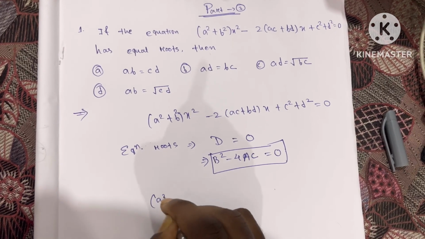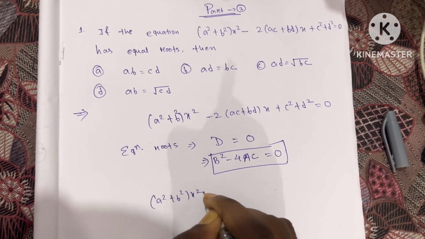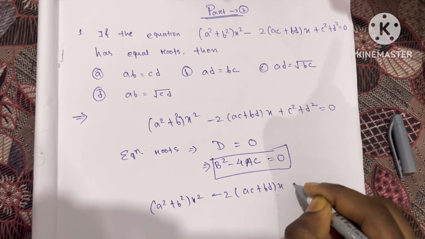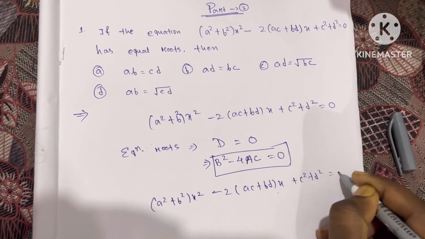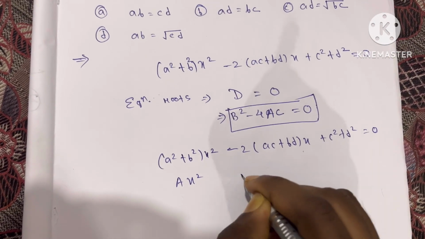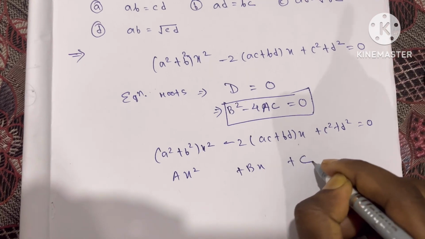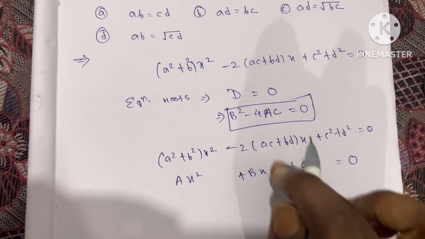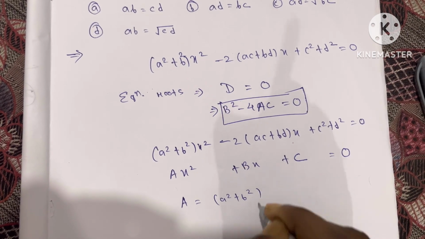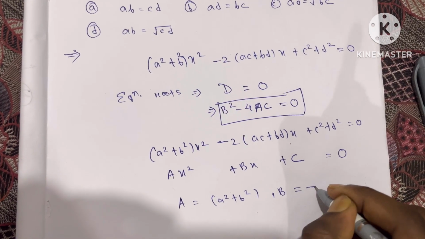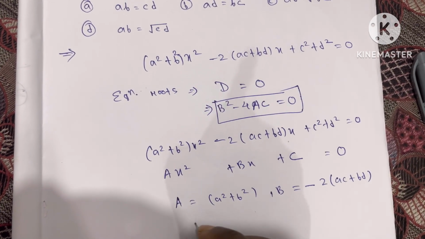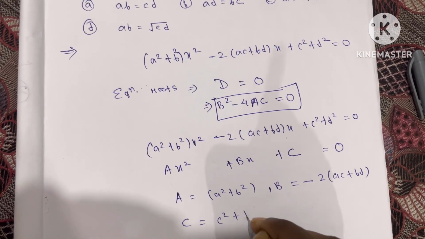a square plus b square x square minus 2 (ac plus bd) into x plus c square plus d square, with the standard form. Standard form what? ax square plus bx plus c is equal to 0. So if you compare this equation with this, you will get the value of a will be a square plus b square, and b will be minus 2 into (ac plus bd), and c will be c square plus d square.